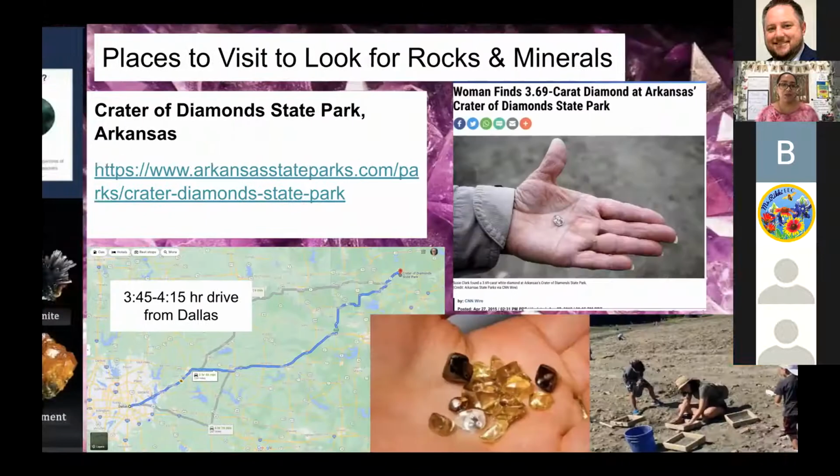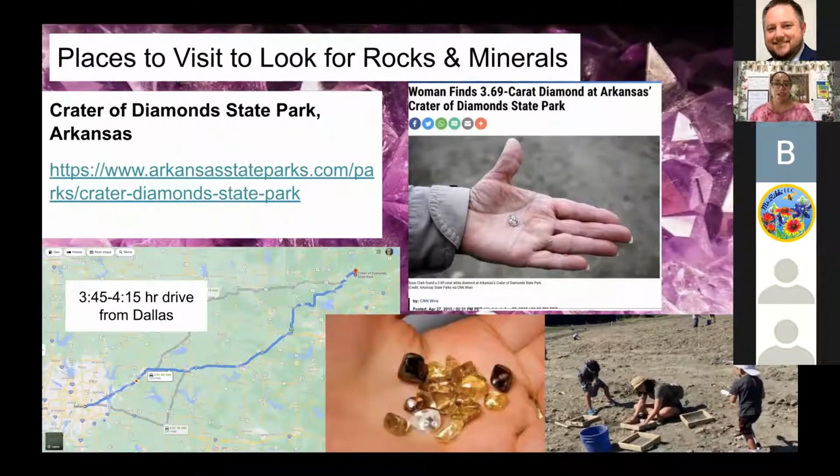And then my last little thing, if y'all need a place to go on vacation, or if you're interested in a quick little road trip, if you're interested in looking for rocks and minerals, I highly recommend the Crater of Diamonds State Park in Arkansas. It's only about 4 hours away from Dallas, and you can actually go there and look for your own rocks, minerals, and diamonds and things like that. They have the collecting equipment and all the tools you need there. All you have to do is go look for them.